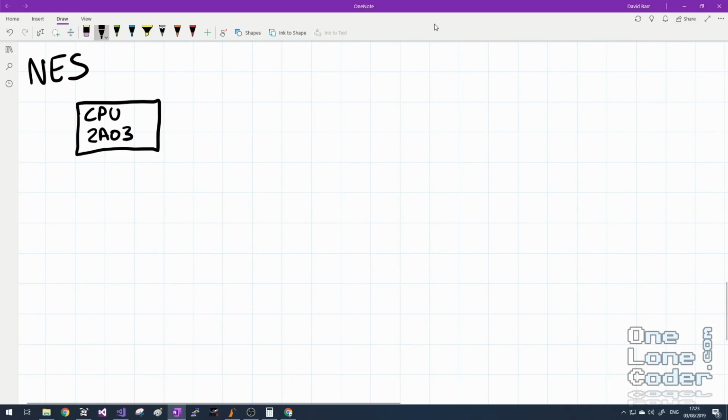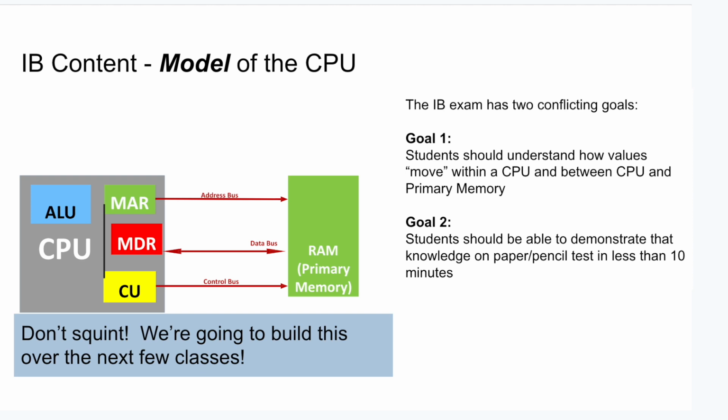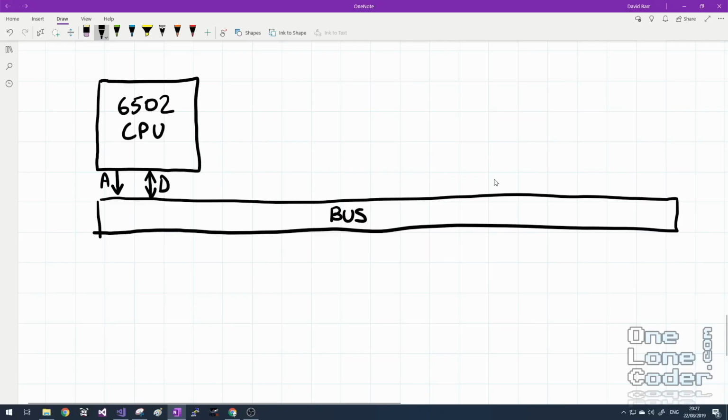And then he goes in to write this strange number here. Really, this CPU is a 6502. Let's see about the details of the CPU, because this is the IB computer science stuff that we're talking about. Right now, we have a CPU and we have a bus. Both of them are key components of the IB computer science model.